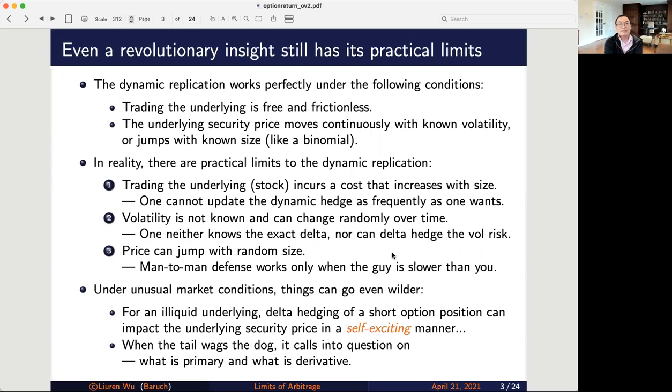And we know that their assumptions are very stylized, right? They're assuming that the trading has to be free and frictionless, and the underlying stock movement has to be in a particular form. It's continuous. It's like a binomial, right? In practice, there are many things that can break down. For example, trading stock has a cost. Small, large, there's a cost, and this cost actually can increase with size.